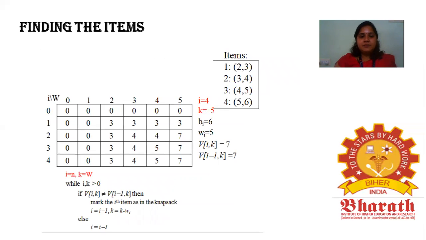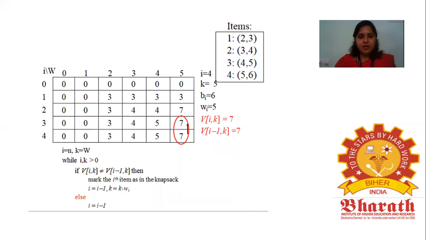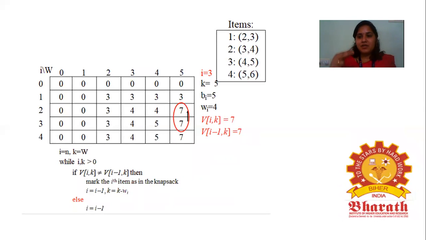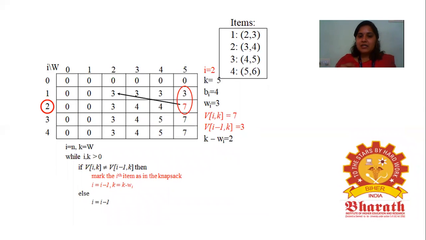See here, initially the profit is 7. So we start from the 7, and I'm checking whether the same value 7 is present in the previous row. If it is present, then I'm going back. Again, I'm checking whether it is present in the previous row, and I'm going back. Again, I'm checking whether 7 is present, no. Then object 2 has been inserted.